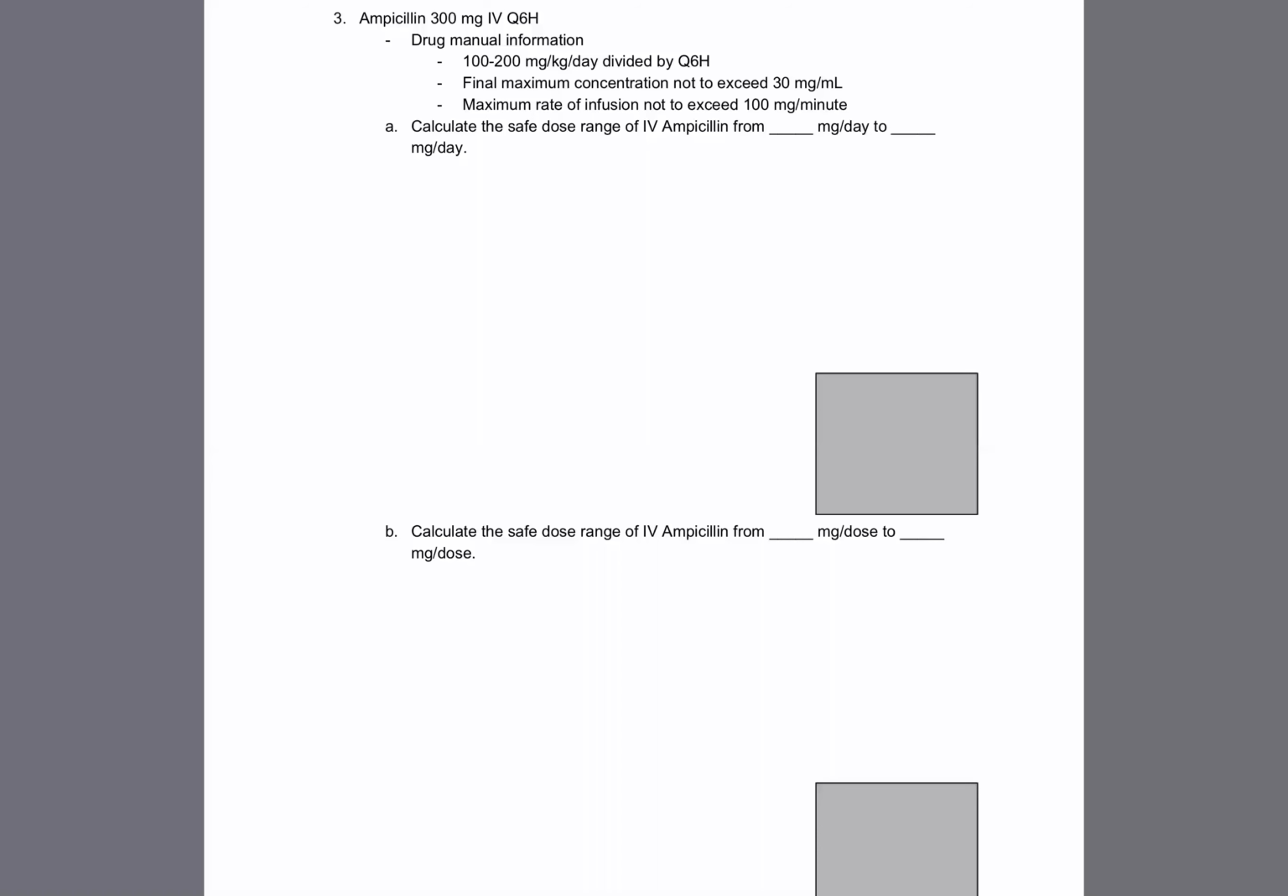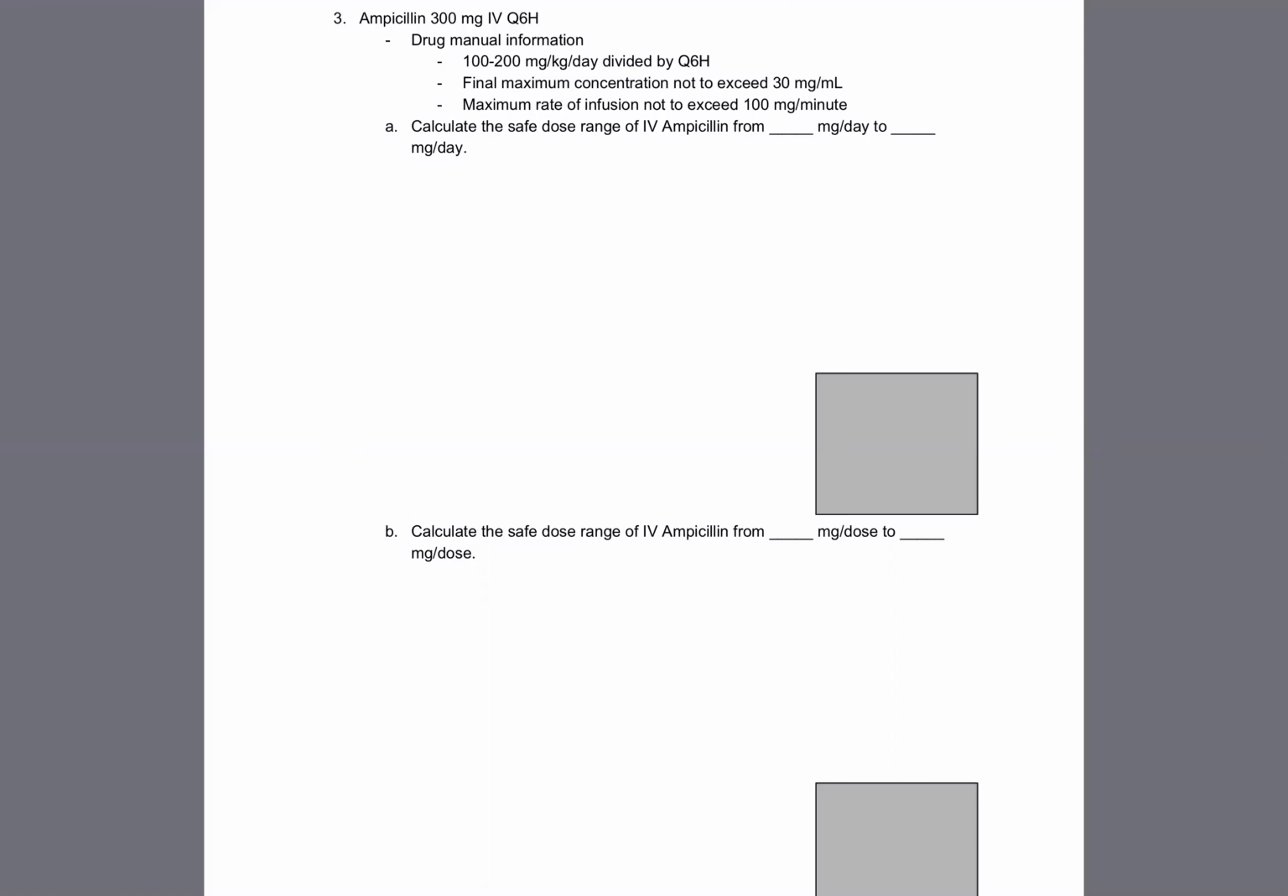Question number 3. Ampicillin 300 milligrams IV Q6 hours is ordered. The drug manual information: 100 to 200 milligrams per kilogram per day divided by Q6 hours. The final maximum concentration is not to exceed 30 milligrams per ml, and the maximum rate of infusion is not to exceed 100 milligrams per minute. Part A, calculate the safe dose range of IV ampicillin from blank milligrams per day to blank milligrams per day.